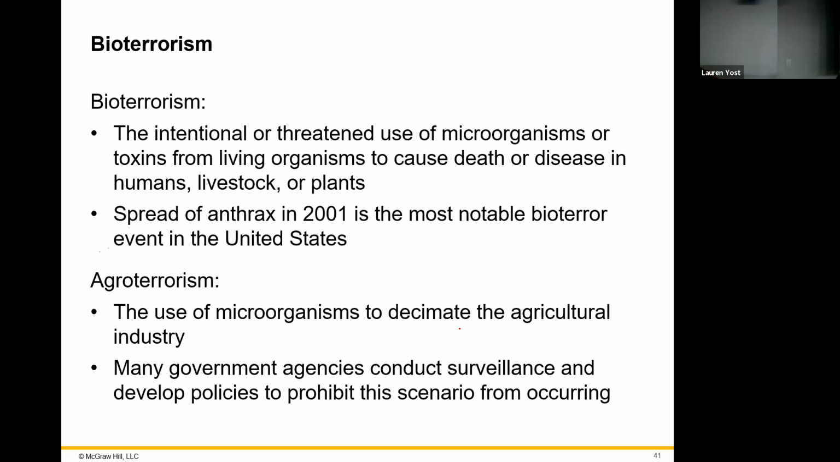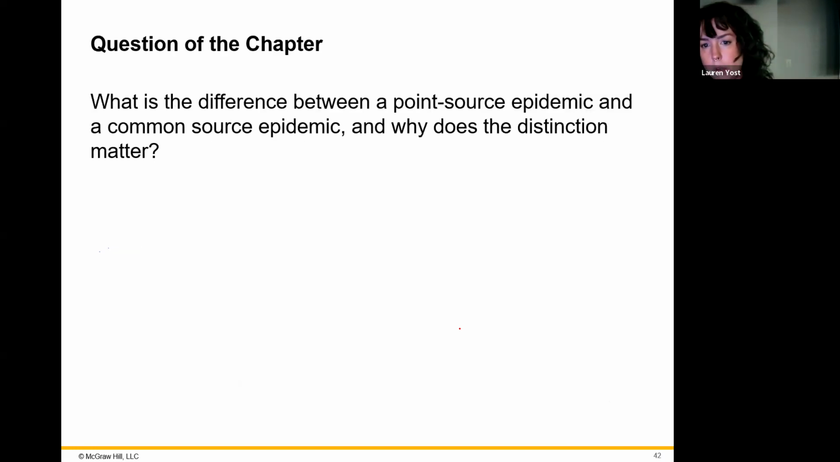I had a student, I think it was my second semester teaching here, who was from Kenya and actually grew up around it and saw how devastating it was to tribes in the area. So it's pretty serious. Agroterrorism, something to be afraid of.